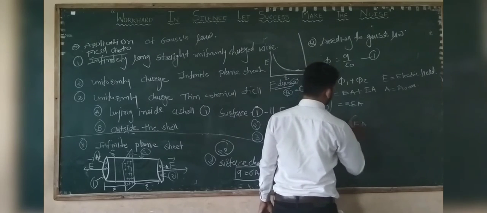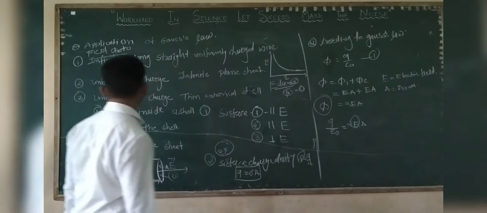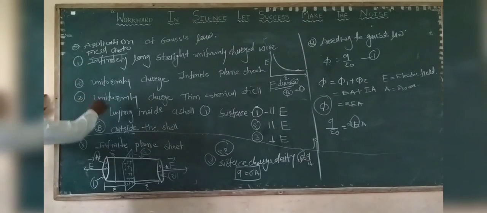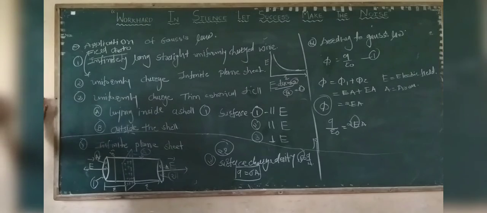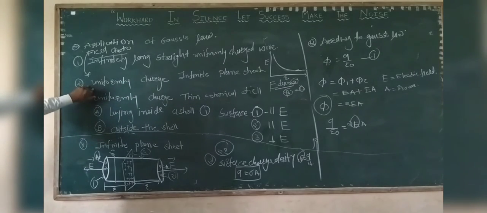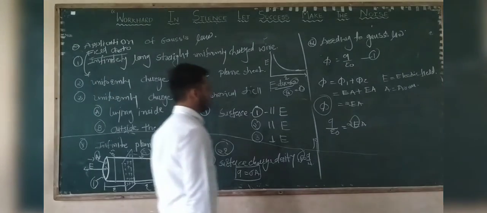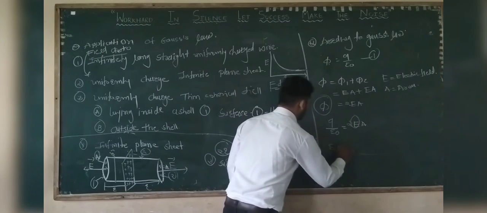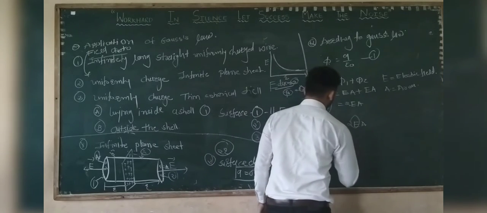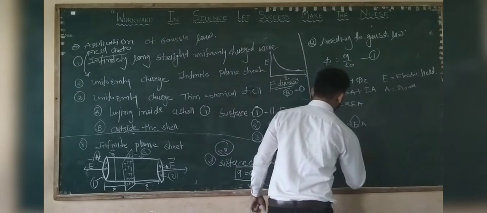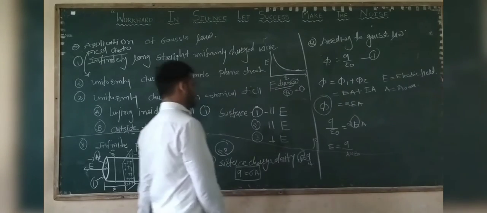But again, what do we have to measure? We have to measure the field due to a uniformly charged infinite plane sheet. So here we have the measurement of our electric field. The electric field is equals to Q upon A into 2 epsilon 0.